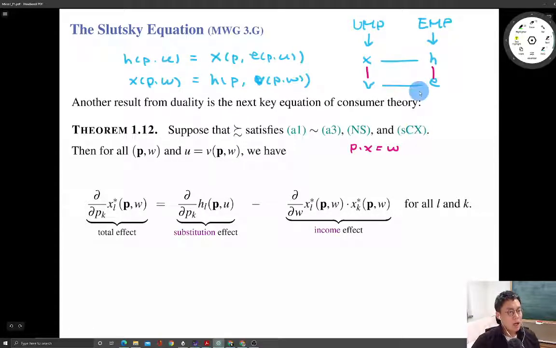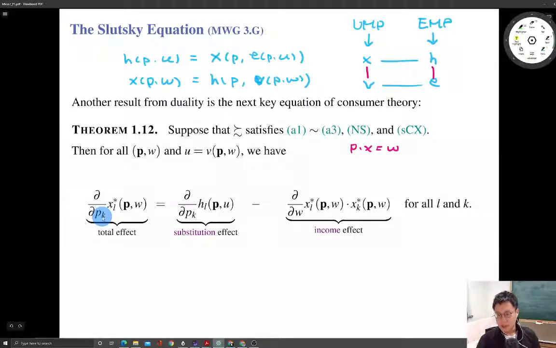All right, and then the equation states that for every pair of price vector P and consumer's wealth W, and the target utility U, where this target utility is given by the indirect utility, so the highest level of utility obtainable given these two parameters, we have the following. The total price effect on demand for good L: we take the Walrasian demand for good L and take the derivative with respect to P sub K, the price of good K.